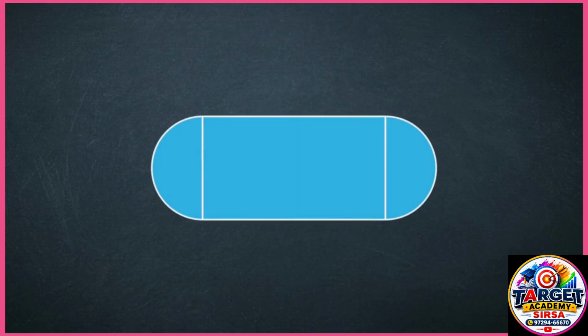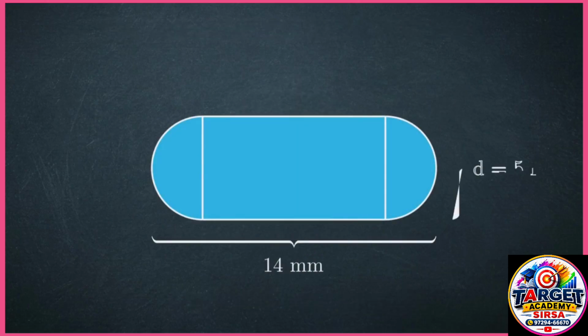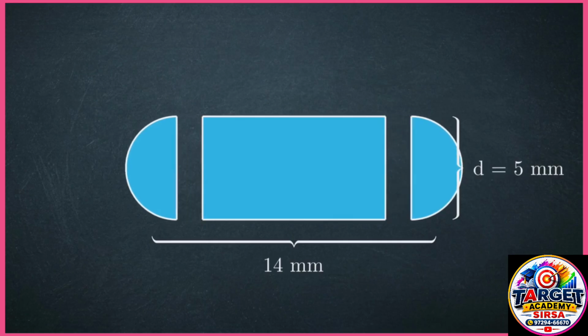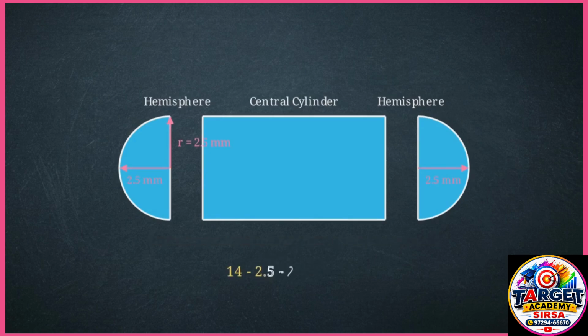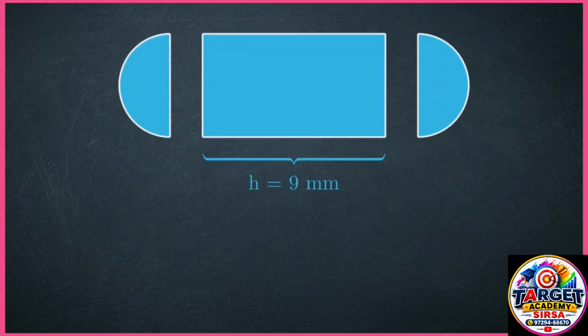We can apply this logic to a medicine capsule. At 14 millimeters long with a 5 millimeter diameter, the shape looks complex, but it is actually just 3 distinct paintable parts, 2 hemispheres and a central cylinder. To find the area, we need the height of the middle cylinder. Since the diameter is 5, each end has a radius of 2.5. Subtracting the ends from the total length leaves a cylinder height of 9 millimeters.